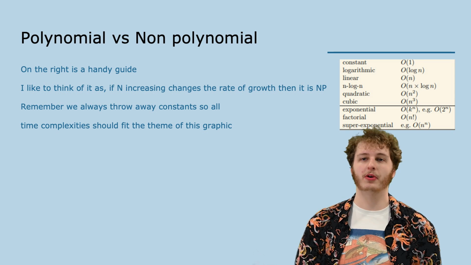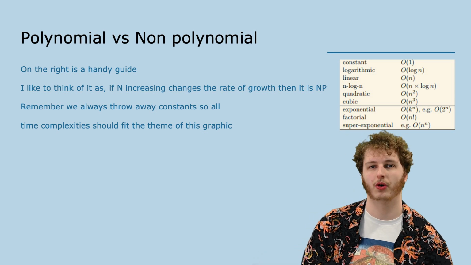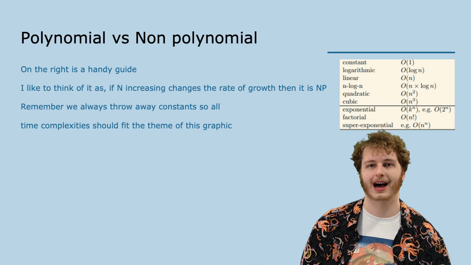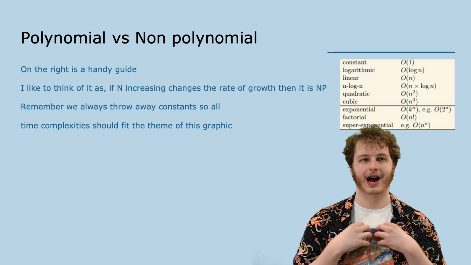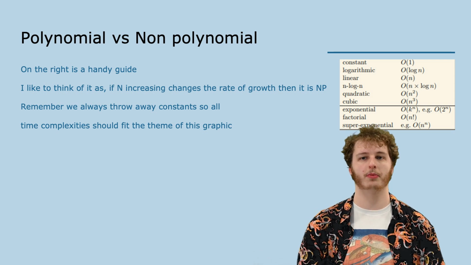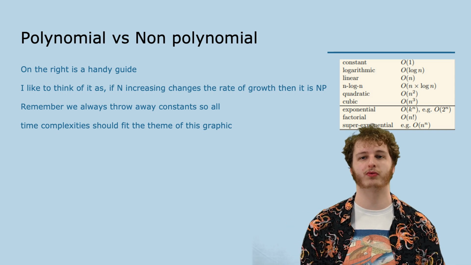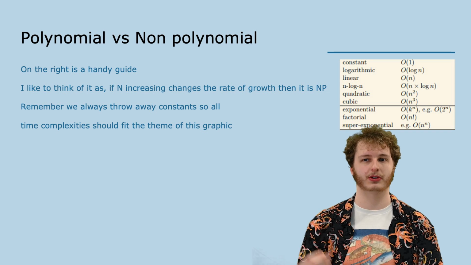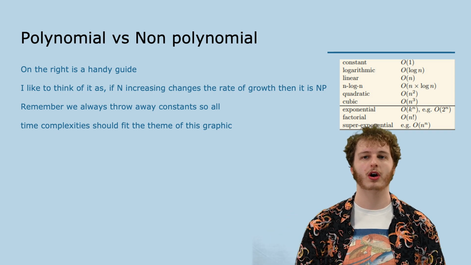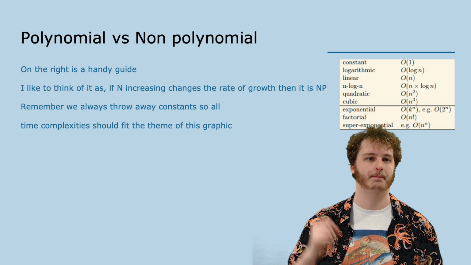Now, polynomial versus non-polynomial. On the right is going to be a handy little guide. It runs through all kinds of algorithms here and describes them as polynomial or non-polynomial. The really nice way I like to think of it is something is polynomial unless, when n increases, it changes the rate of growth. For instance, if it's k to the n, it means as n's increasing, the factor itself is increasing, whereas with n squared, it's only increasing the n part, not the squared part.